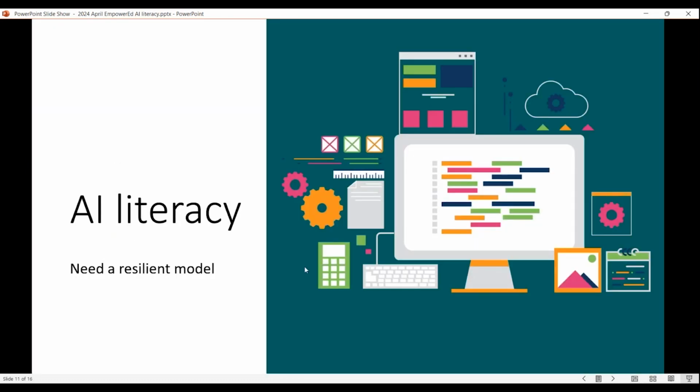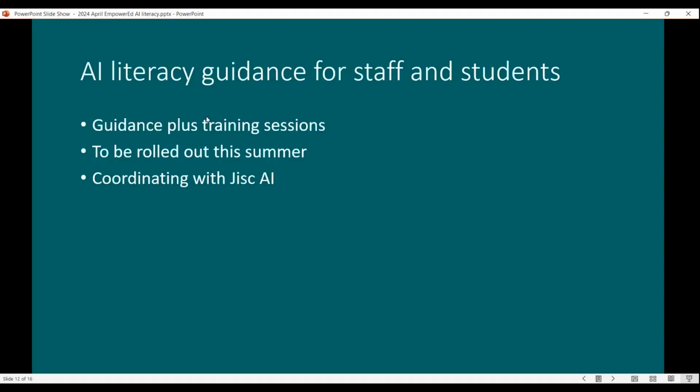So we need a resilient model, and I'm going to give you here a sneak peek at what we are working on. It's a work in progress. It's not finished. And this is what we will be producing over the summer. So AI literacy guidance for staff and students, probably going to be a document and connected with training sessions for staff, or maybe training materials that staff can use with their students, possibly. I don't know. I really think that they need to be customized for the disciplines, though. So guidance plus training sessions.